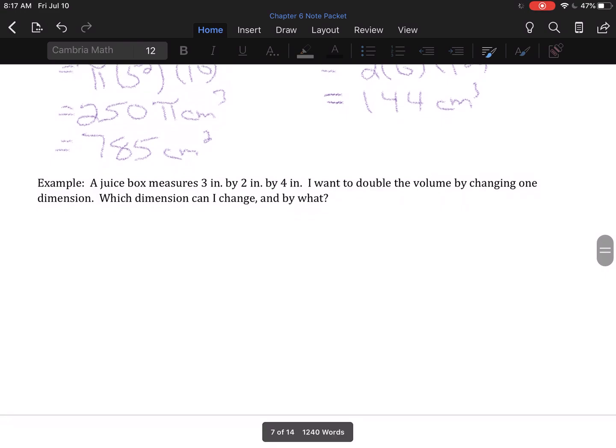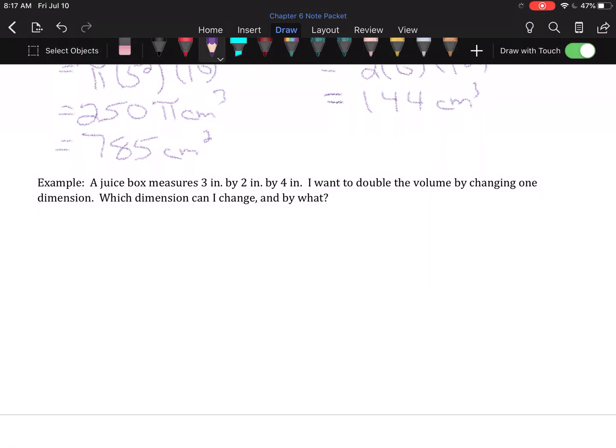Okay, a juice box measures 3 by 2 by 4. I want to double the volume by changing one dimension. Which dimension can I change and by what? So let's check the original juice box. These are rectangular prisms, so volume is length times width times height. Originally we have a 3 by 2 by 4. That's 6 by 4, that's 24.